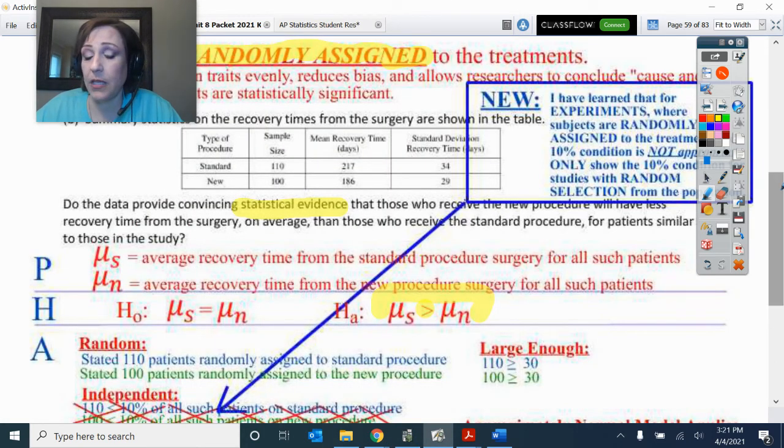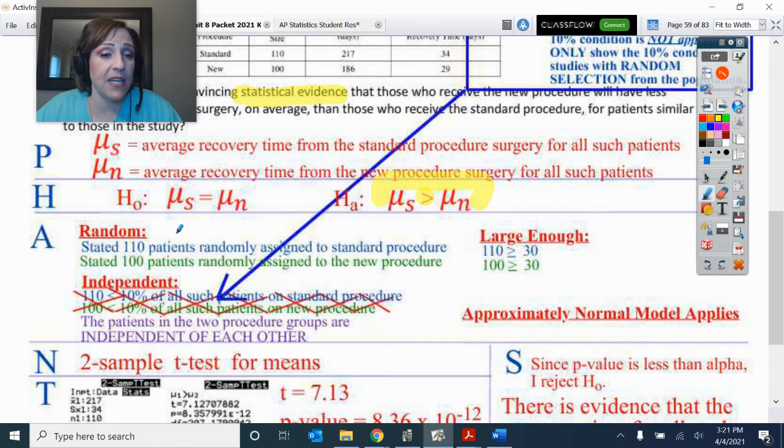All right. So for random, it was stated that 110 patients were randomly assigned to the standard procedure, and 100 patients were randomly assigned to the new procedure. Now, for independent, I have both of these n is less than 10% of their respective populations, and it's also critical that you state that the patients in the two procedure groups are independent of each other.